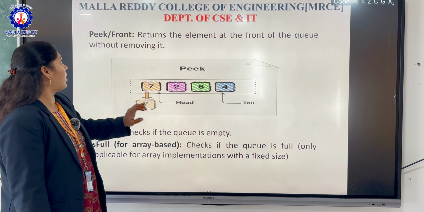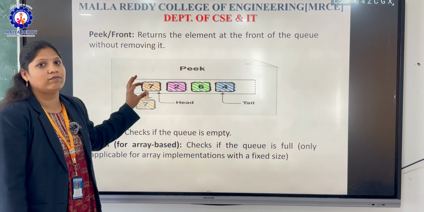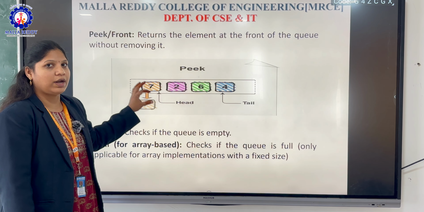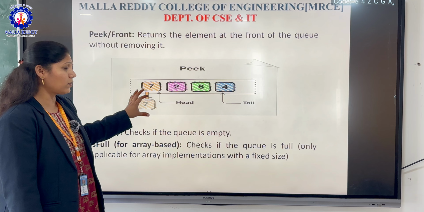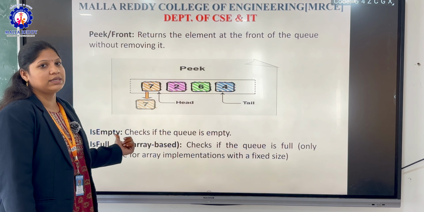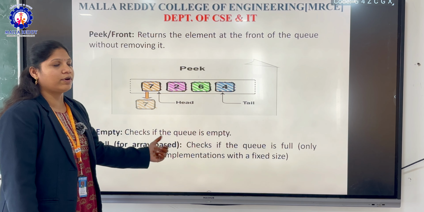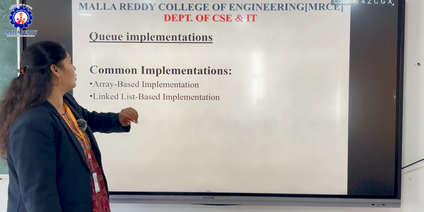Next, coming to other operations, peek. It returns the value present at the front place without deleting that element. Next, coming to isEmpty and isFull. IsEmpty checks whether the queue is empty or not. IsFull checks whether the queue is full or not.